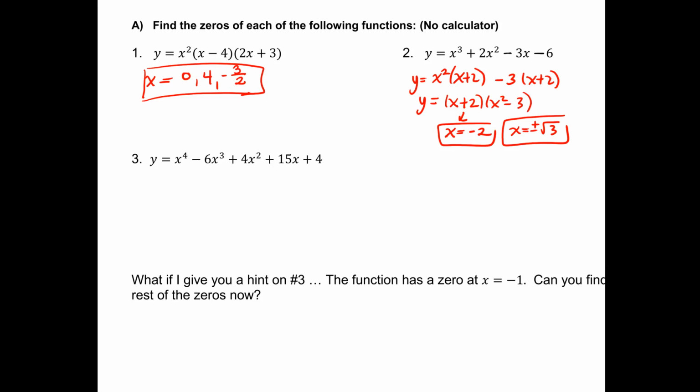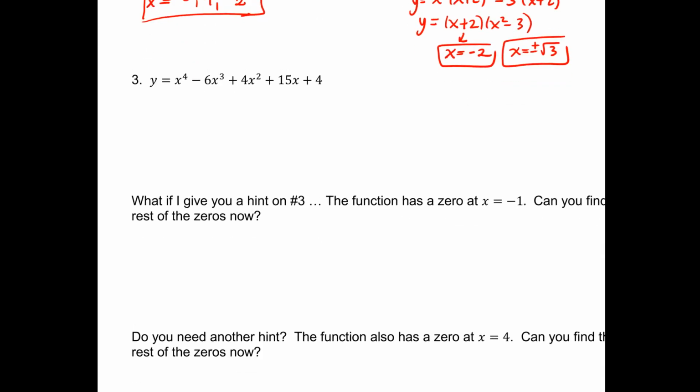At this given point, there's 5 terms. We haven't seen any methods for factoring 5 terms. In fact, to be honest, I'm not sure if there is one. But what if I give you a hint? So what if I give you a hint on number 3? If I tell you that the function does have a 0 at x equals -1, could you find the rest of the zeros now?